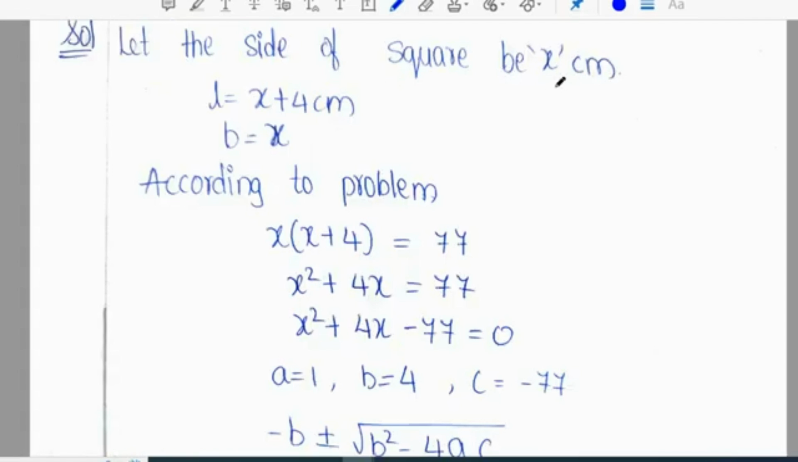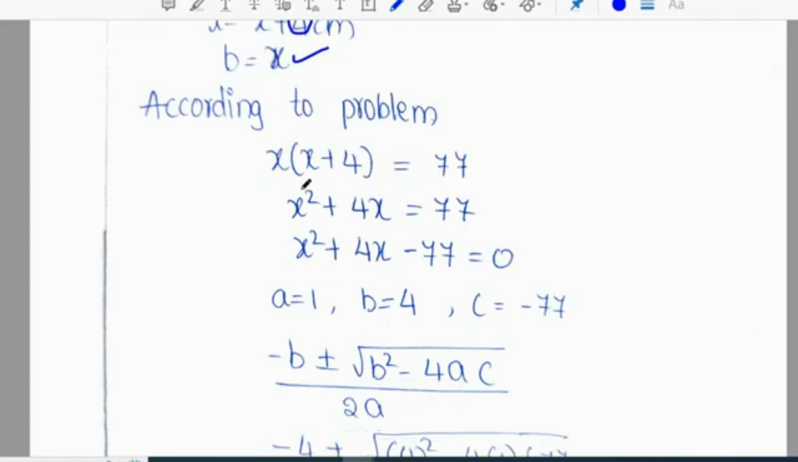Let us take the side of the square as x centimeters. So length will be x plus 4, because 4 centimeters is added to the square. Breadth will be x. According to the problem, x into (x plus 4) is equal to 77, because area of a rectangle is length into breadth. Length is x plus 4, breadth is x. So x into x is x square, x into 4 is 4x, equal to 77. x square plus 4x minus 77 is equal to 0.